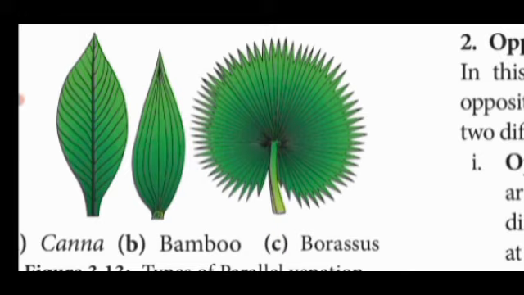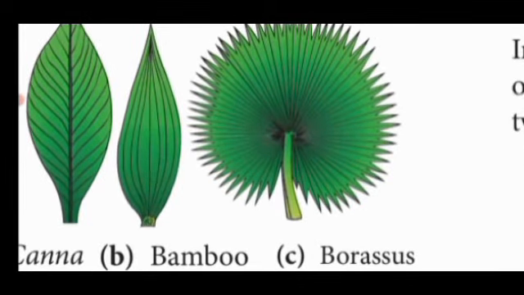The next is palmately parallel venation. In this type, several veins arise from the tip of the petiole, the leaf stalk, and they run parallel to each other and unite at the apex. It is also classified into two types. One is the divergent type, and the other is the convergent type.